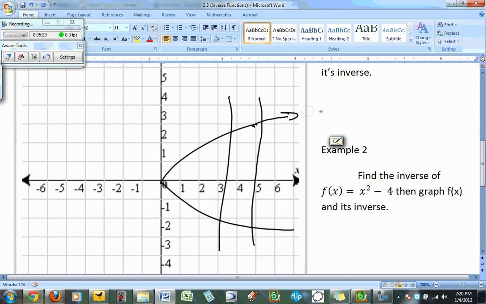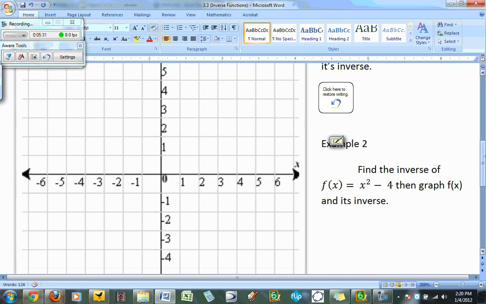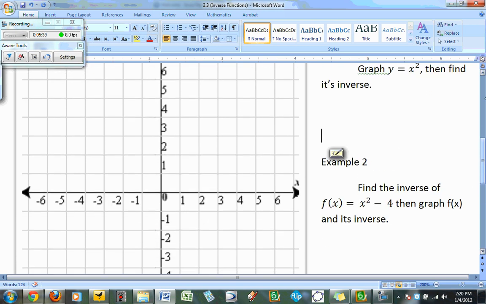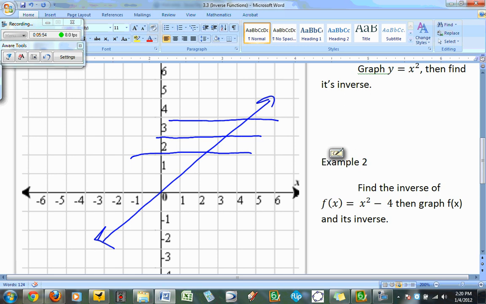All right, well, the horizontal line test is similar to that. Now, the horizontal test is a test to tell whether the inverse of a function is also a function. So if I draw a function on here, any old function, if I draw a straight line, if this passes the horizontal line test, that means that its inverse is also a function. So that guy's inverse is a function.